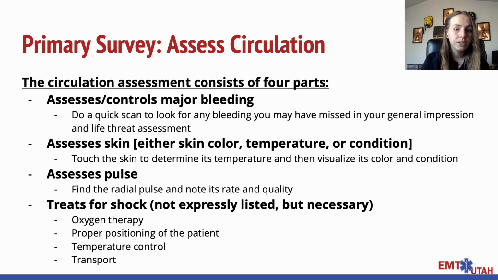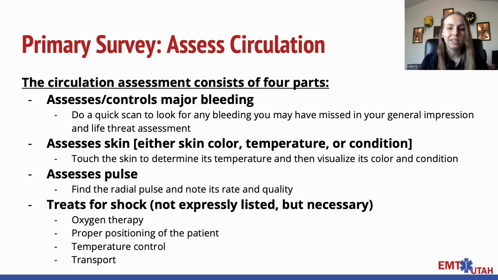Now, after we do airway and breathing, we're going to assess circulation. This has 3 parts on your actual assessment sheet, but we're going to add a 4th part that's still really important, even though it's not explicitly listed. So the first is to assess for and control any major bleeding. This is looking for anything you might have missed when you went through that life threat scan earlier, but we're looking head to toe, making sure there's no bleeding that we missed. If there is some bleeding, we're going to control it at this point.